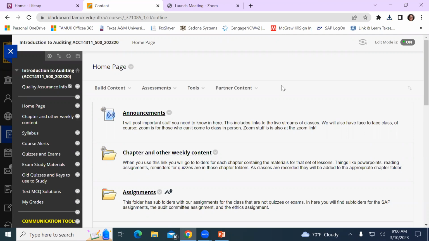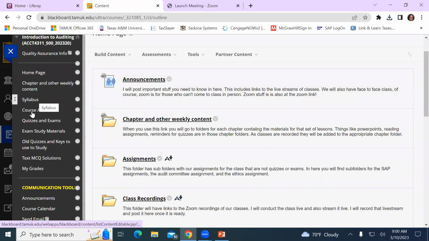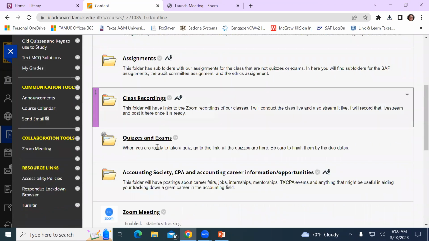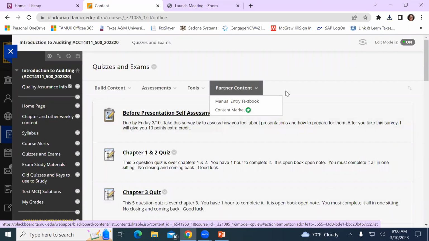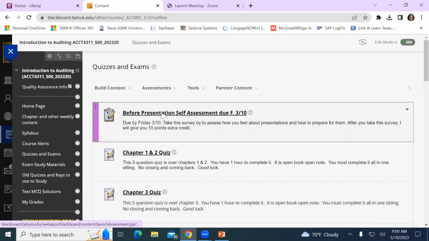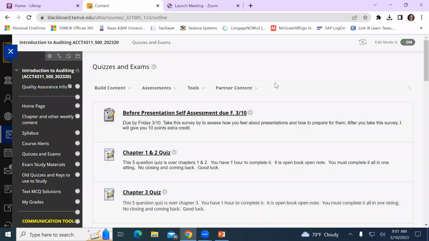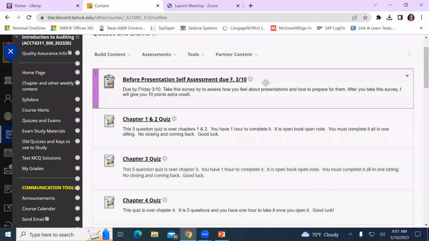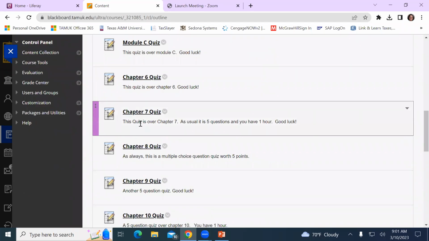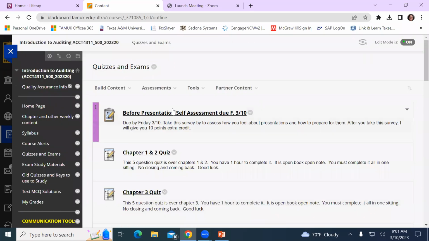Today we're going to finish talking about chapter 7, and before we do that, I'll just remind you of what's coming up. We have two things due tonight. One is this before presentation self-assessment. You don't have to know anything other than how you feel about presentations to answer this, so just go do this and it's 10 points. Then we have the chapter 7 quiz that's due tonight. So just a normal quiz.